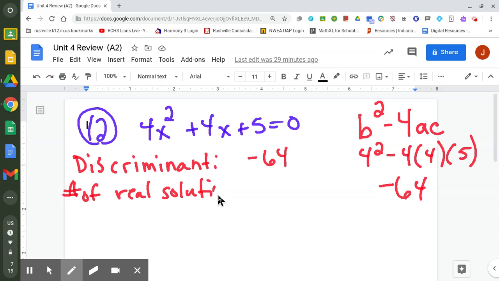And again, you may be asked the number of real solutions, which, because the discriminant is negative, there would be 0 real solutions.